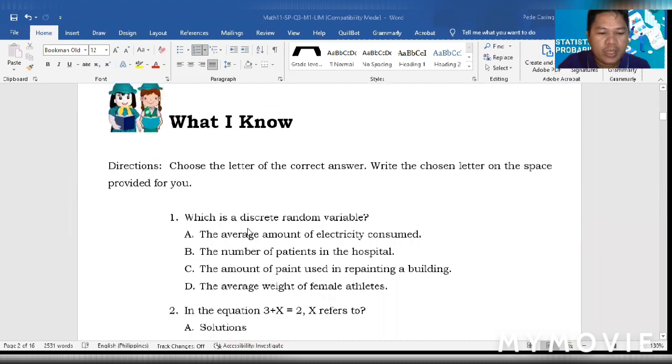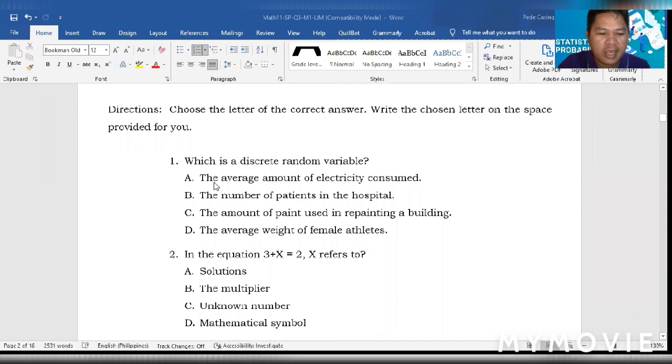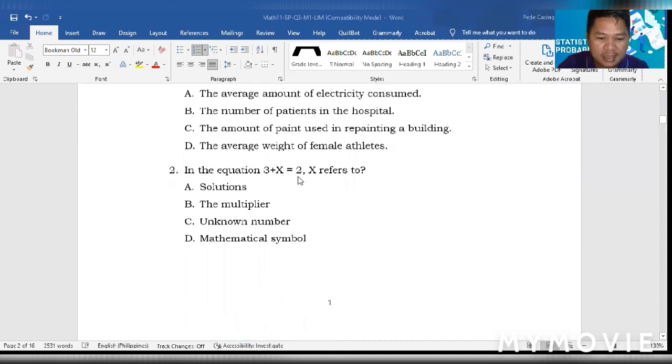Number 1. Which is a discrete random variable? A, the average amount of electricity consumed. B, the number of patients in the hospital. C, the amount of paint used in repainting a building. Or D, the average weight of female athletes. So, guess what is your answer? Number 2, in the equation 3 plus x equals 2, x refers to A, solution. B, the multiplier. C, a known number. Or D, mathematical symbol.